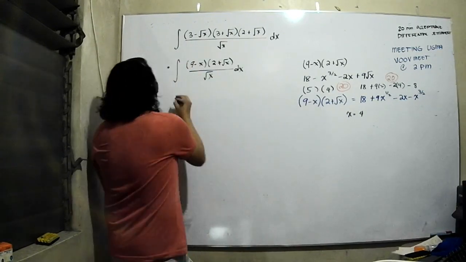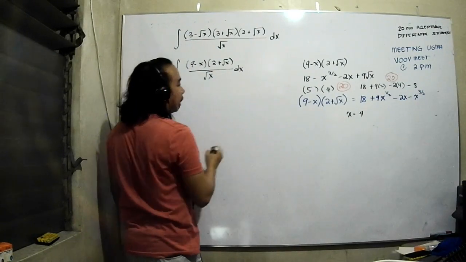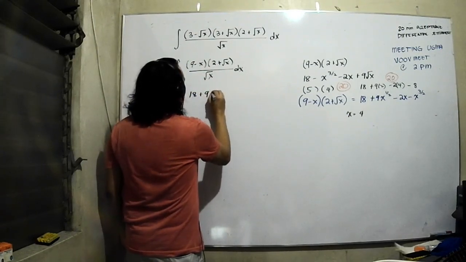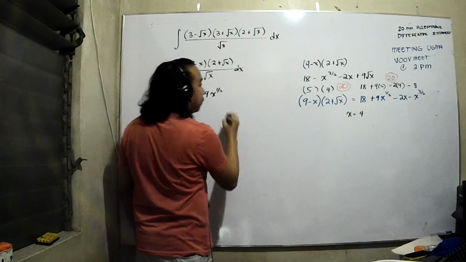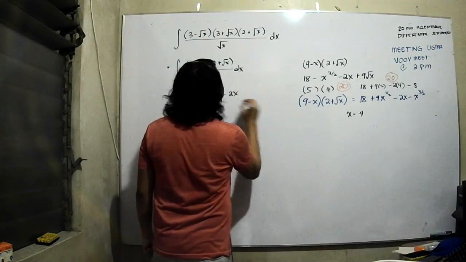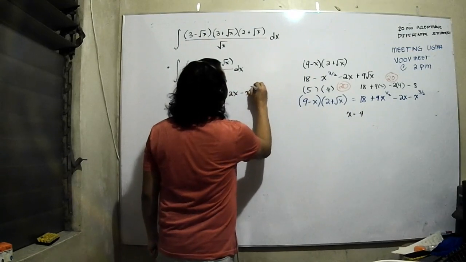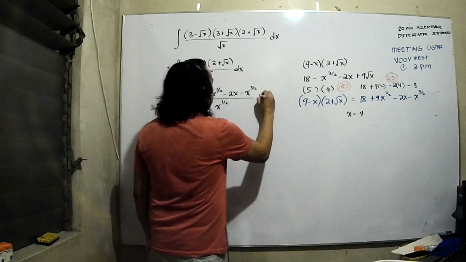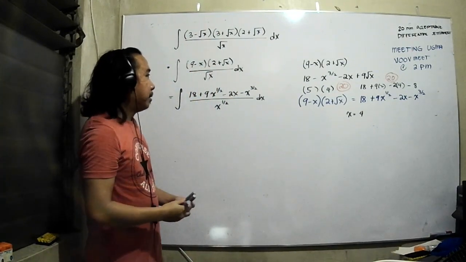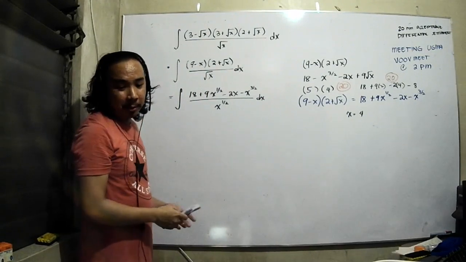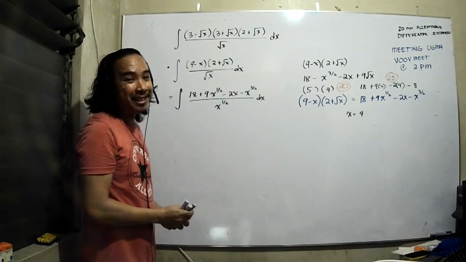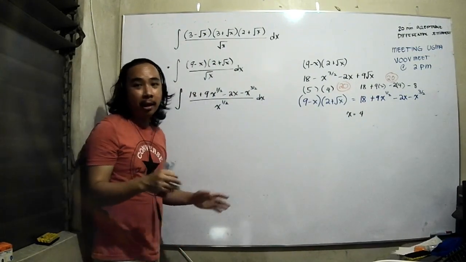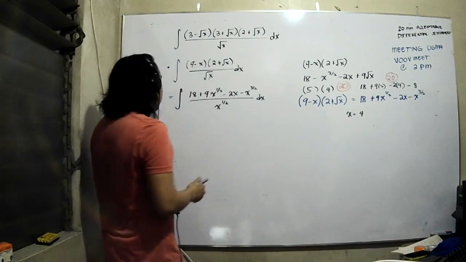So I'll just say that this is equal to the integral of 18 plus 9x to the power of 1 half minus 2x minus x to the power of 3 halves, all divided by x to the power of 1 half dx. I do this because I'm not confident in my computations, so I counter-check first. This is just one tip so you can review your own work.